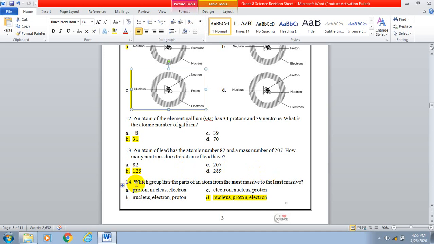14th option. Which group lists the parts of an atom from the most massive to the least massive? Most massive to the least. Of course, the nucleus is the most massive, then the proton is second, and the third one is the least.